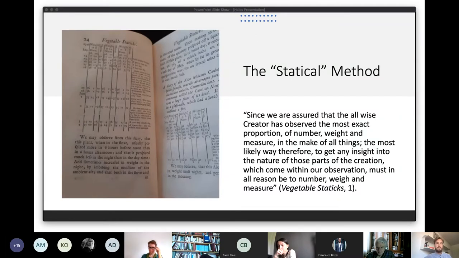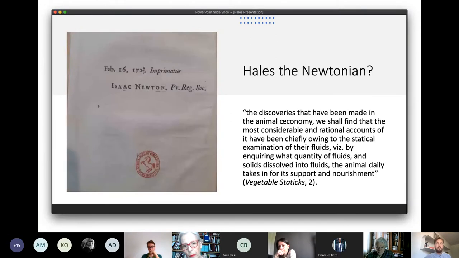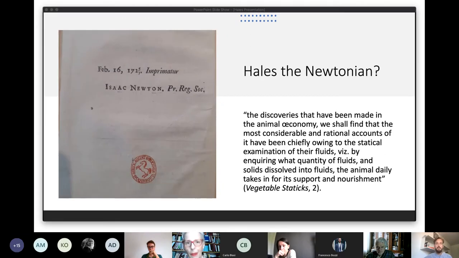Now, I mentioned at the outset that as a quantitatively orientated experimentalist, Hales has regularly been dubbed a Newtonian. And in fact, his Vegetable Staticks was the last book to receive Newton's imprimatur before his death, and he appropriately lauded Newton in the preface. But Hales only cites Newton once in his discussion of vegetables and the motion of sap. Much more so than Newton, it was the physician James Keill who inspired Hales' statical approach.